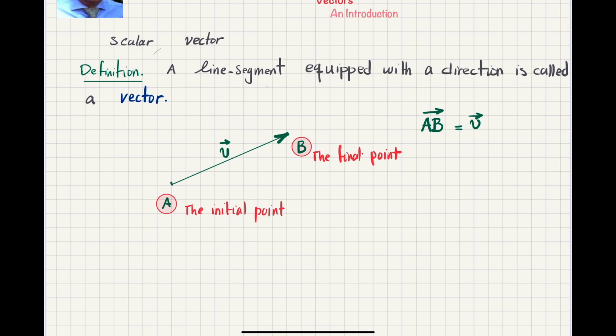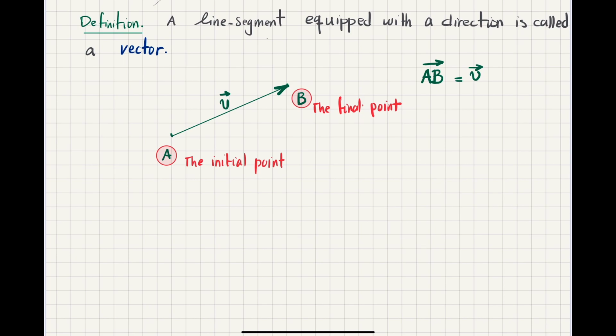You can do that, but that would be another vector. It is not the same vector. So for example, if I put the tip of the arrow here, then this will be called the final point, and this will be called the initial point. But if you want to write the symbol for it, you have to write vector BA. So that's important. You have to respect the order here. Is that clear? Okay.